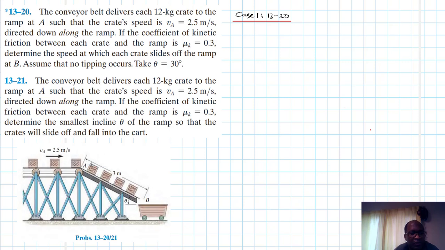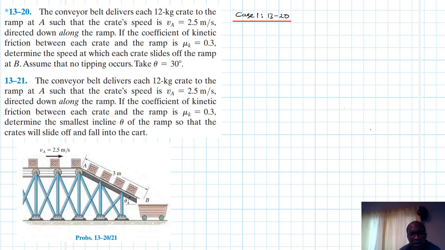Alright, so this particular crate is going to cover a displacement distance of 3 meters, and we are assuming there is no tipping, so therefore it means we are assuming this velocity here. This velocity becomes our initial velocity the moment the crate is on this particular ramp. It will have this initial velocity, so this has to be considered. So this is not starting from rest, it has initial velocity. Okay, great.